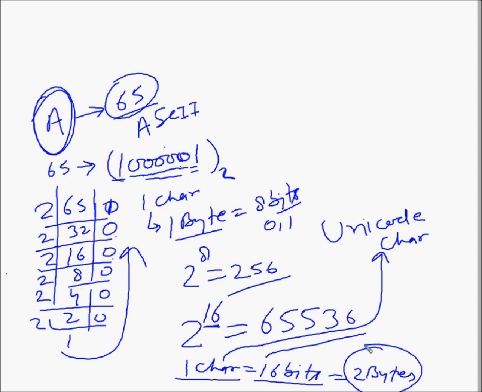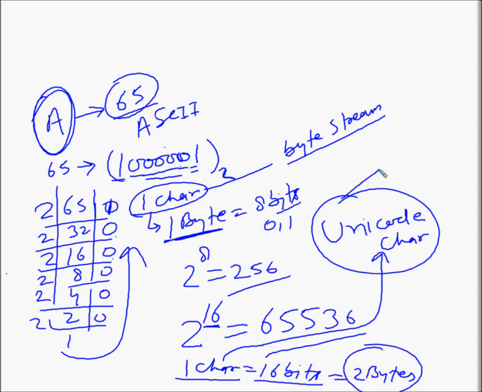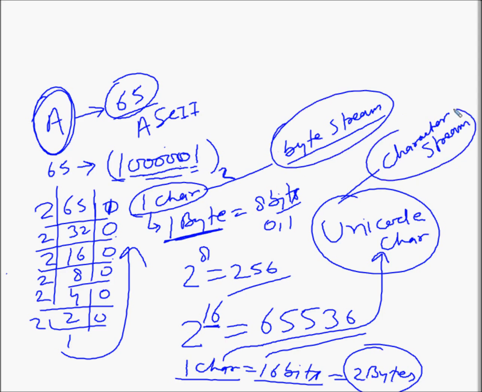So if you want to manage characters which take 1 byte, it is a byte stream in Java. But if you want to maintain this kind of characters, then it is called a character stream in Java. So that is the two types of stream we have: byte stream and character stream. I hope you understood the difference between Unicode characters and ASCII code, and we'll see more details now.